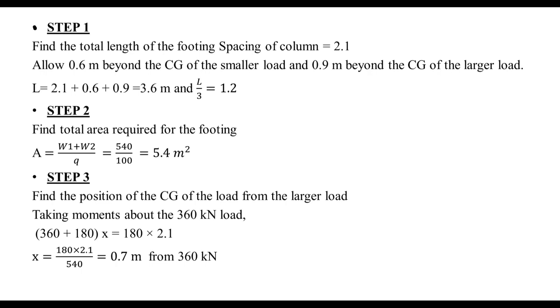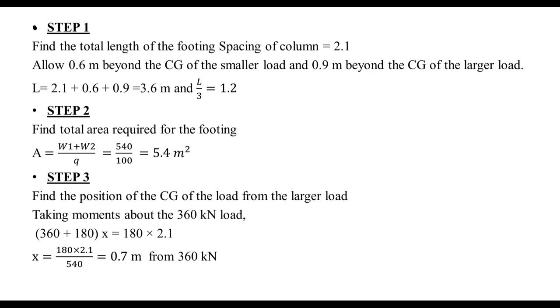Solution. Step number 1. Find the total length of the footing. Spacing of columns equal to 2.1 meter. Allow 0.6 meter beyond the center of gravity of the smaller load and 0.9 meter beyond the center of gravity of the larger load. So L equal to 2.1 plus 0.6 plus 0.9 equal to 3.6 meter, and L by 3 is 1.2 meter. Step number 2. Find the total area required for the footing. A equal to W1 plus W2 divided by q, equal to 540 divided by 100, equal to 5.4 meter square.